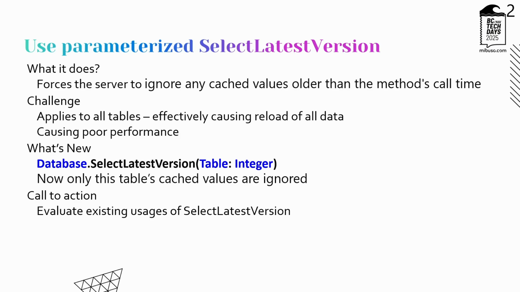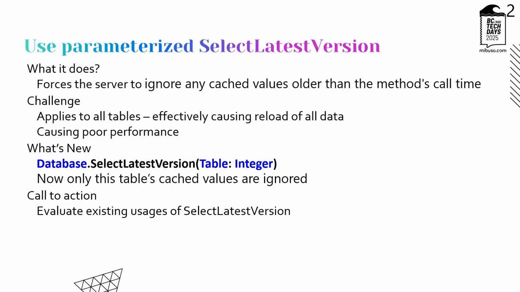Last slide, but not least. Select latest version. There's actually also a recent change. Previously, the way it works is that it tells the data cache in the NST: don't give me anything that is cached earlier than the current time. And this was for all tables.